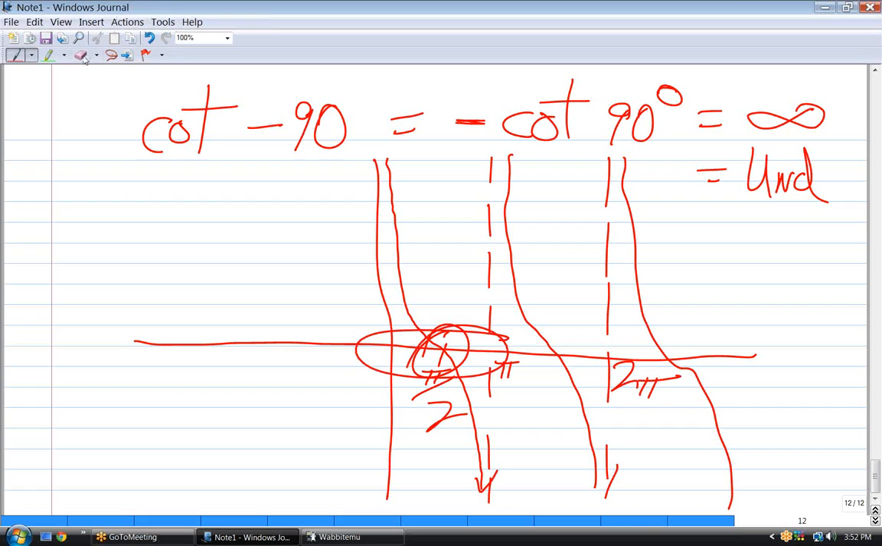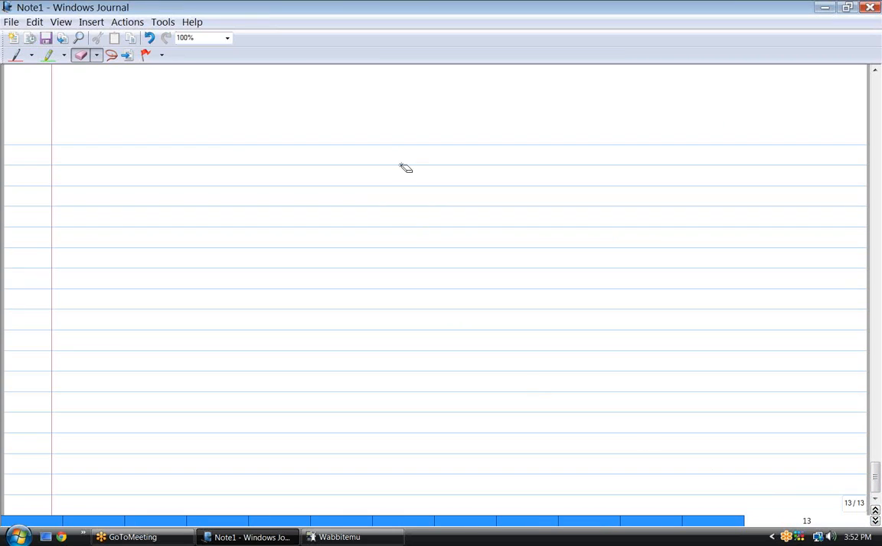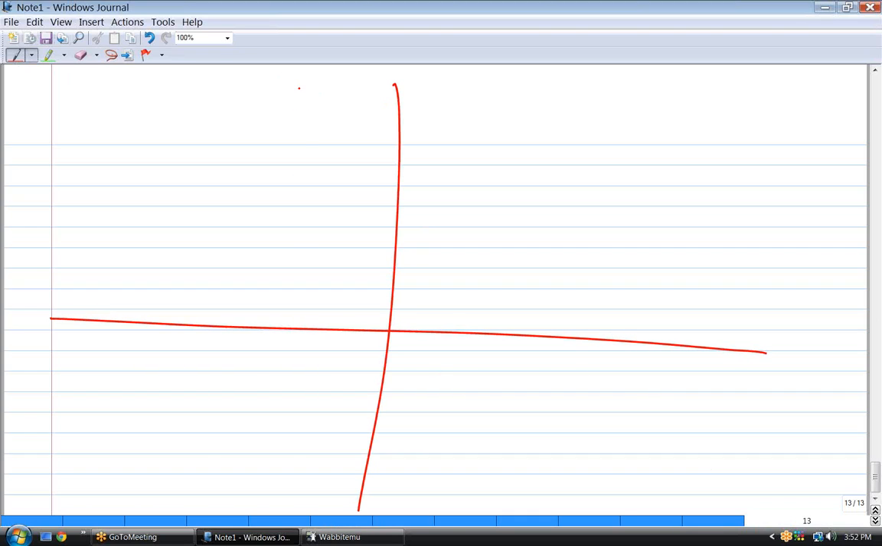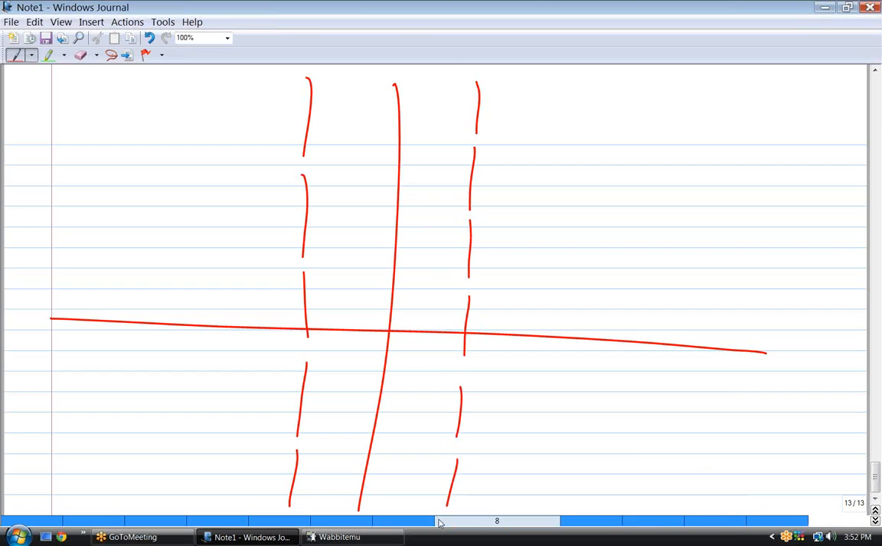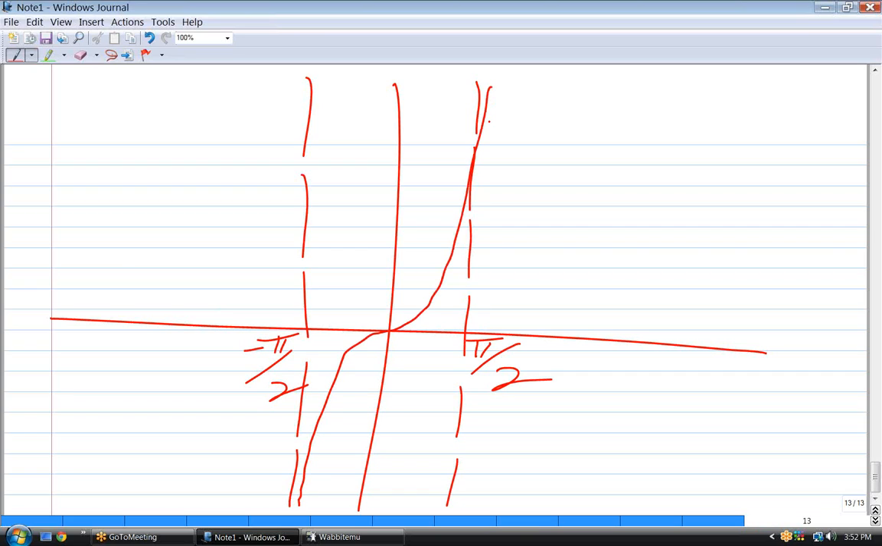Same with tangent. If we want to look at the tangent curve, it also has a period of pi, but it doesn't go from 0 to pi like the cotangent curve. It goes from minus pi over 2 to pi over 2. Notice that's a period of pi. It's always increasing. Looks like that. This is the tangent. All right.